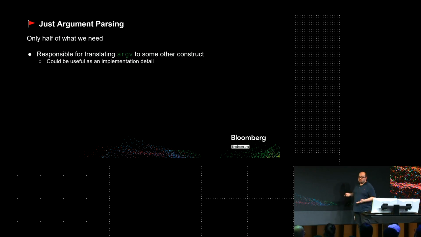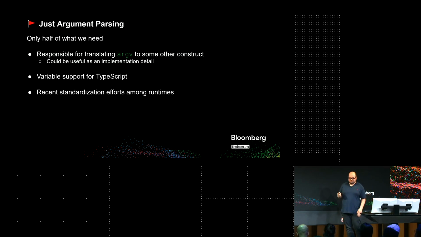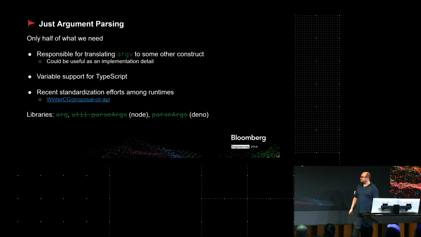We could potentially use this inside something, but it's not all of what we need. Some of these had support for TypeScript that was really good, and some of them didn't. There's also been some standardization efforts among runtimes. Most recently, WinterCG, the web interoperability community group, has a proposal for a CLI API.